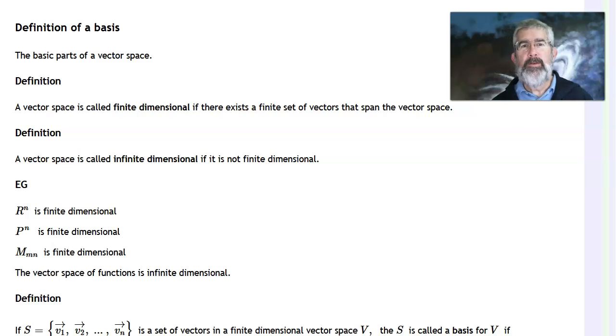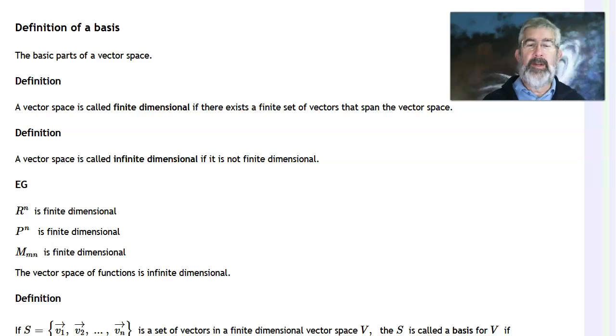In this video, I want to introduce the notion of a basis for a vector space. Now, before we get to the technical definition, I just want to say that you can think of a basis essentially as taking the smallest piece of a vector space from which you can rebuild the whole thing. Now, let's jump in here.